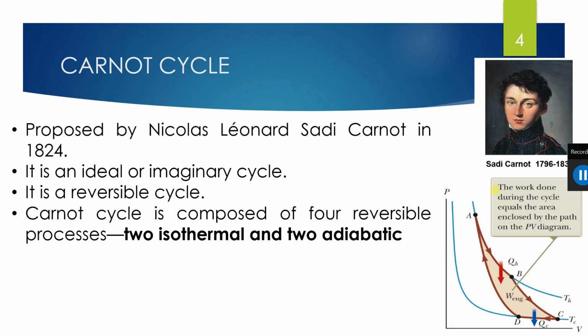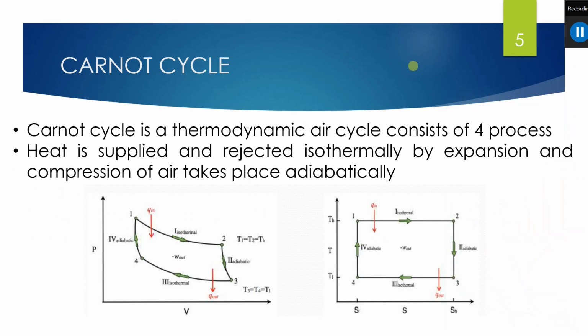So we go into the first reversible cycle, which is known as the Carnot cycle. This cycle was proposed by Sadi Carnot in 1824, and it is an ideal or imaginary cycle, and also a reversible cycle. The Carnot cycle consists of four processes: two isothermal processes and two adiabatic processes. Heat is supplied and rejected isothermally, and expansion and compression of air take place adiabatically.